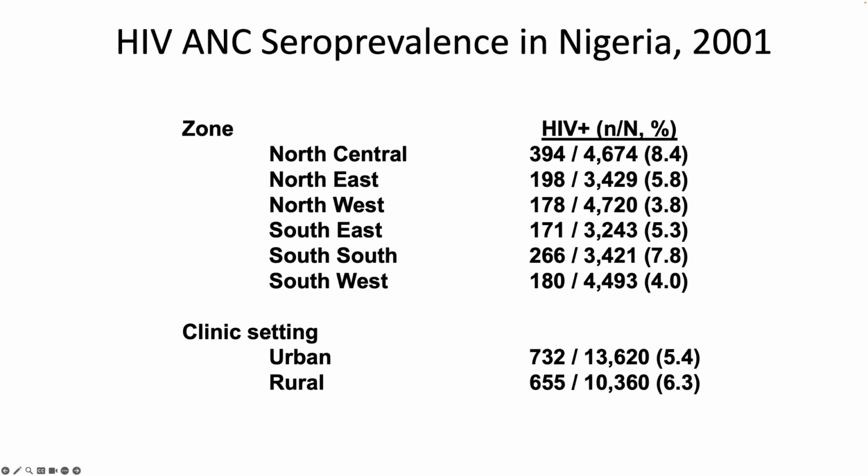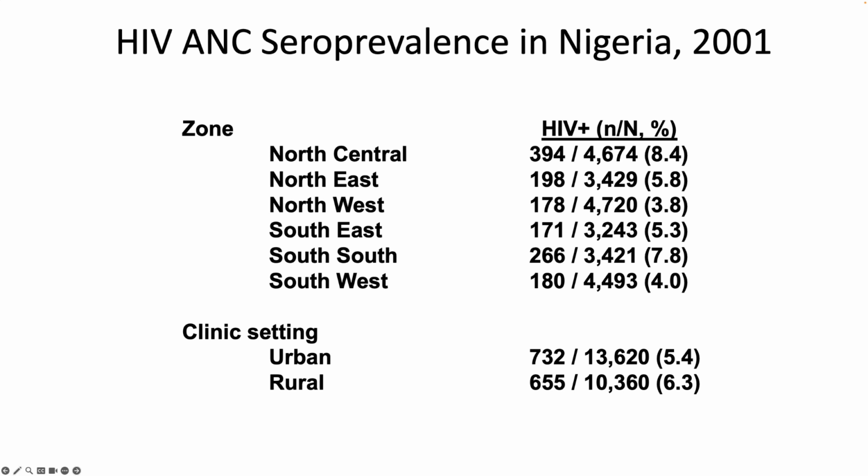This slide shows the prevalence estimates by the geopolitical zone where the antenatal clinic sites were located. The estimates were lowest in the northwest part of the country and highest in the north central area of the country, showing a range of about 3.8% to 8.4%.